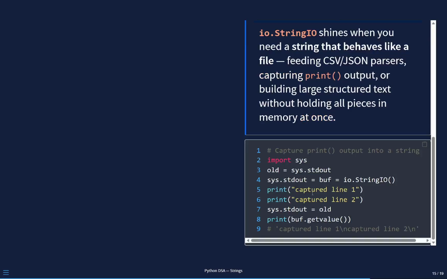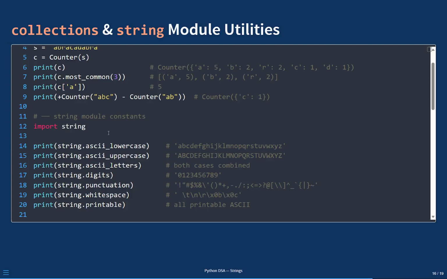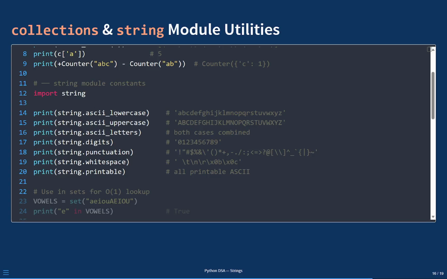Next, three standard library modules that every Python programmer should have at their fingertips for string work. Click. collections.Counter is a frequency map with superpowers. Feed it a string and it counts every character. most_common(3) returns the top 3 by frequency. Counter arithmetic works exactly as you'd expect. Subtract one counter from another and get the difference. Essential for anagram problems, character frequency questions, and text analysis.